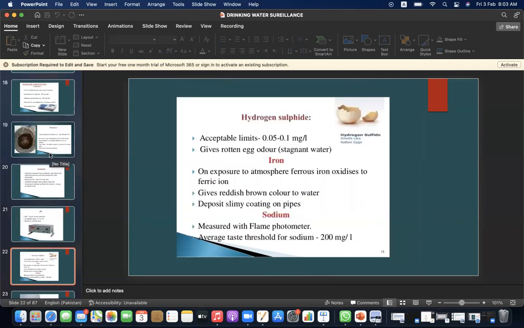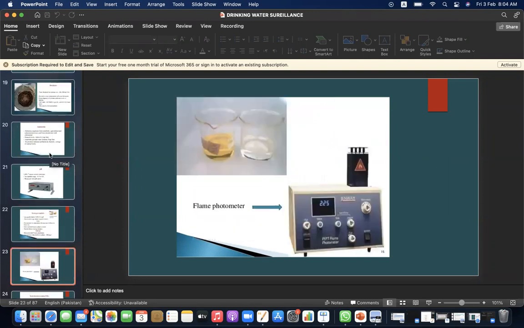Hydrogen sulfide: acceptable limits are 0.05 to 0.1 milligram per liter; it gives a rotten egg odor, as in stagnant water. Iron: on exposure to atmosphere, ferrous iron oxidizes to ferric iron, giving a reddish brown color to water and depositing a slimy coating on pipes. Sodium is measured with a flame photometer; average taste threshold for sodium is 200 milligram per liter. Here's a flame photometer.